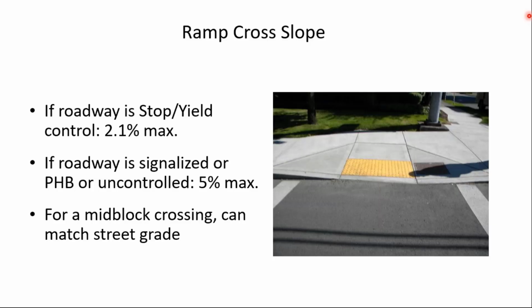Ramp cross slope. For perpendicular ramps, the ramp cross slope is a function of the traffic control on the approach being crossed. So notice if the roadway is stop or yield controlled, the maximum ramp cross slope is 2.1%. If the roadway is signalized or has a pedestrian hybrid beacon or is uncontrolled, the ramp cross slope is 5% max. And for a mid-block crossing, the ramp cross slope can match the street grade.